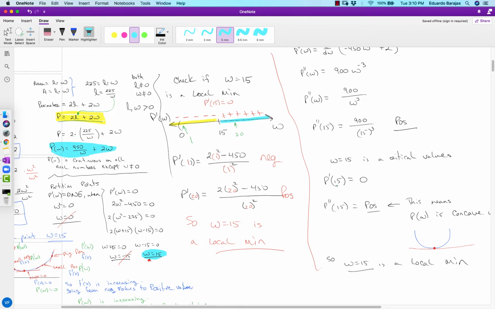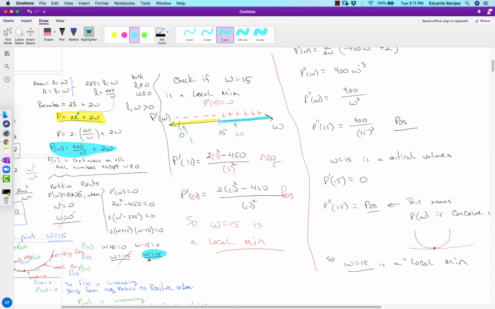When the second derivative is positive, it indicates that the underlying function is concave up. It means that the first derivative is increasing, and so we have a shape that kind of looks like this. Coupled with the knowledge that the first derivative equals 0 at W equals 15, that lets me conclude that W equals 15 is a local minimum. Okay, so that is our answer for W.